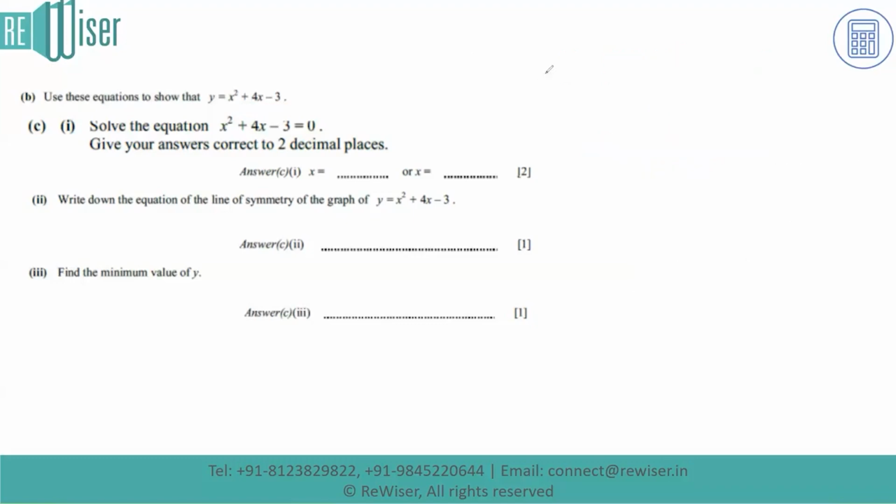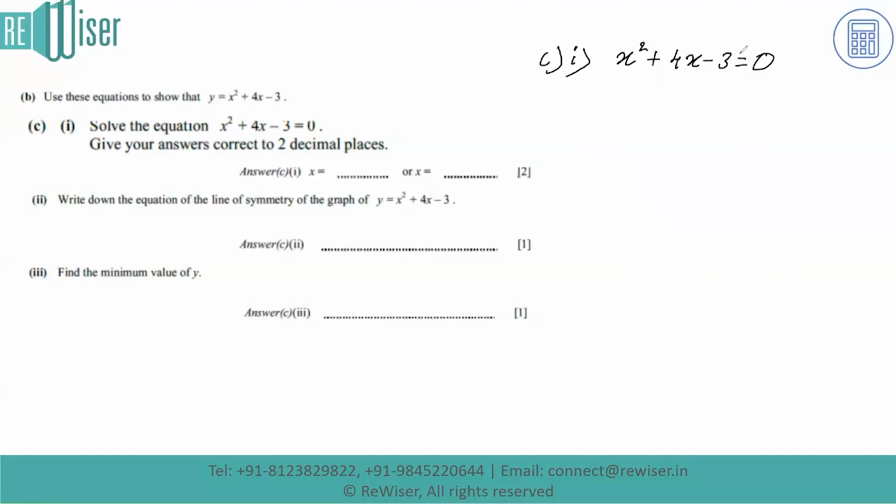And next, if I talk about part C, for C part 1, solve the equation x squared plus 4x minus 3 equals 0 and give your answer corrected to 2 decimal places. So that's basically x squared plus 4x minus 3 equals 0. As it's just a 2 marker.